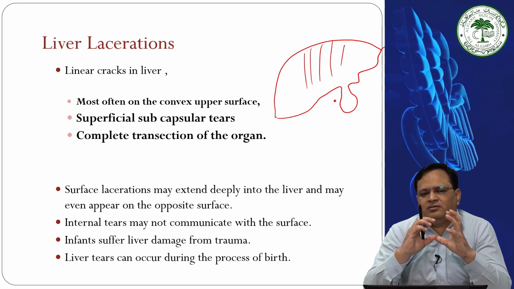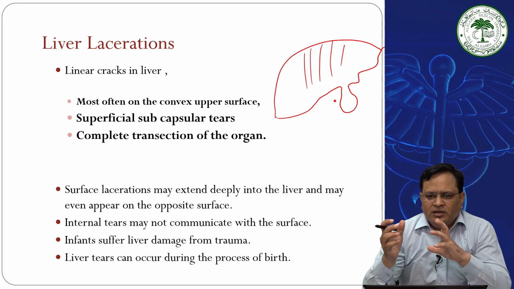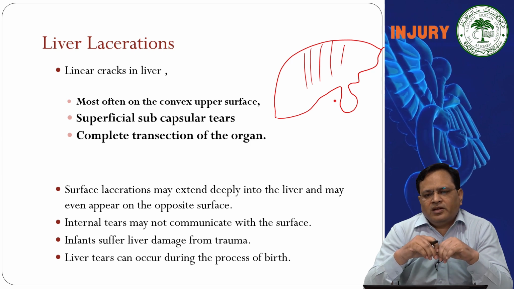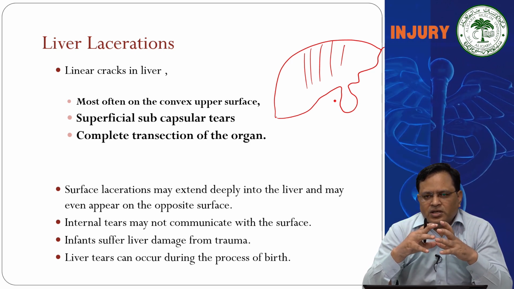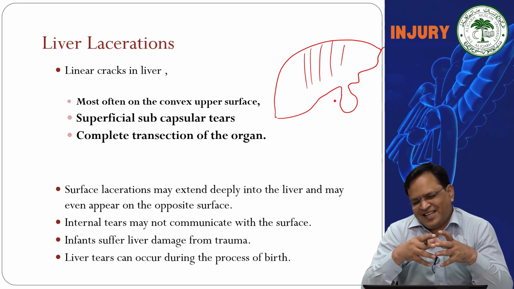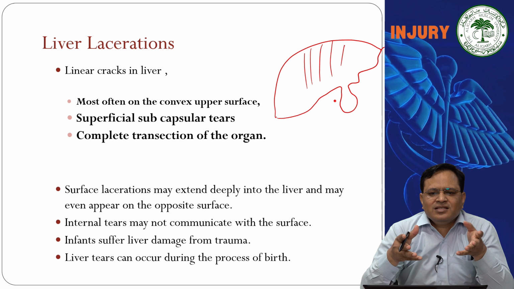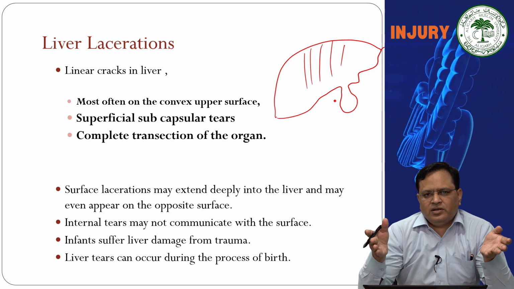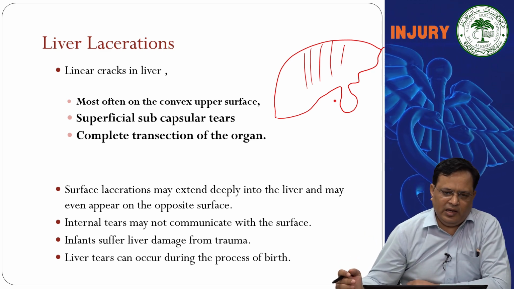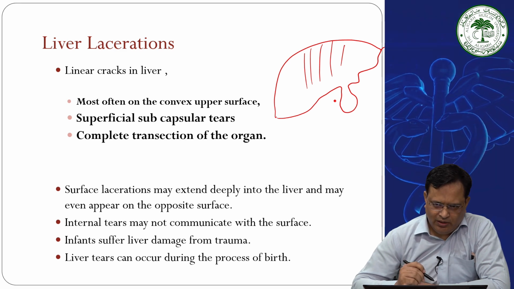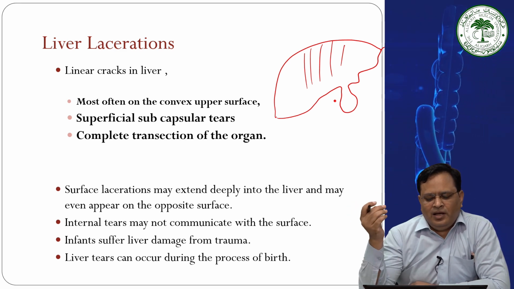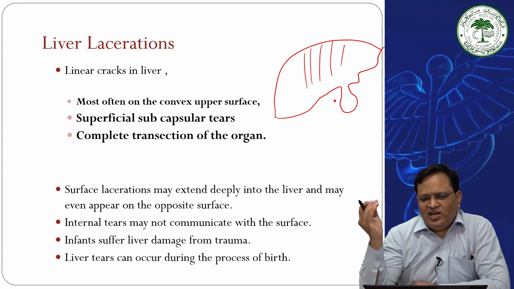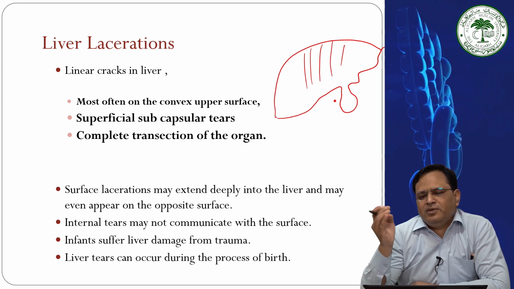So there are chances that liver cracks can happen in many ways. They can happen inside the liver mass without coming out to the surface. So we should be very conscious, and we should go for ultrasonography or a CT scan in case of emergency, so that we can see the actual damage to the liver and the proper remedial course can be adopted early. Surface laceration may extend deeply into the liver and may even appear on the opposite side. Internal tears sometimes may not communicate with the surface.